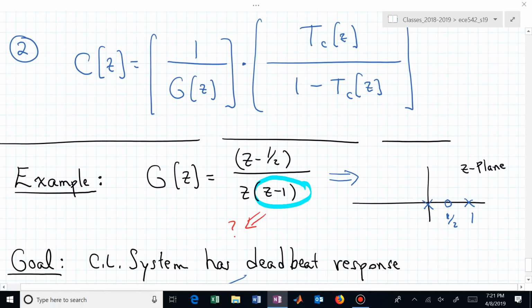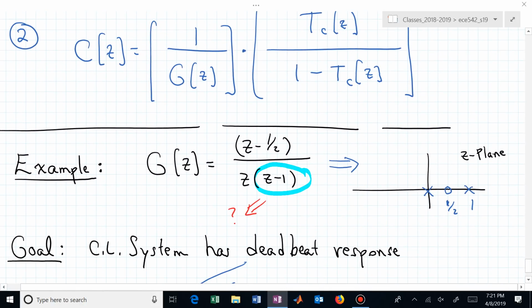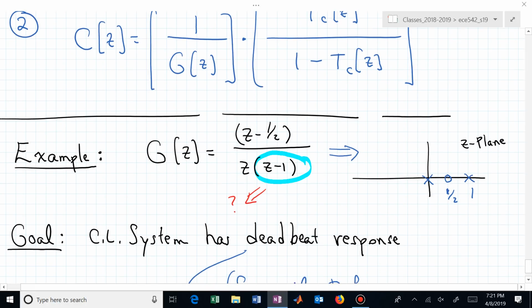Let's look at an example. Suppose now somebody gives you a G of Z that has a 0 at 1/2, a pole at the origin, and a pole at 1. And I might even just sketch quickly the pole-zero pattern so that I can see what I have for G of Z.